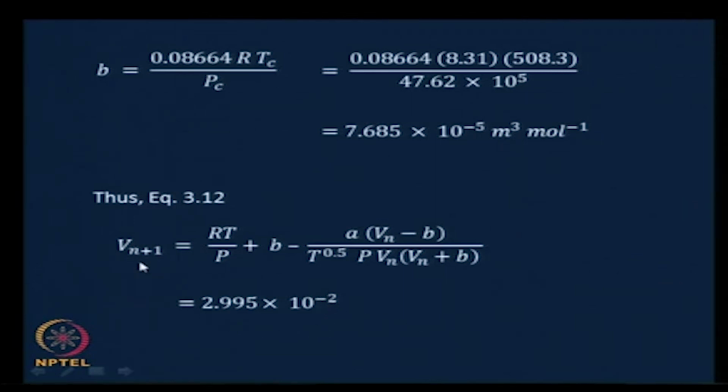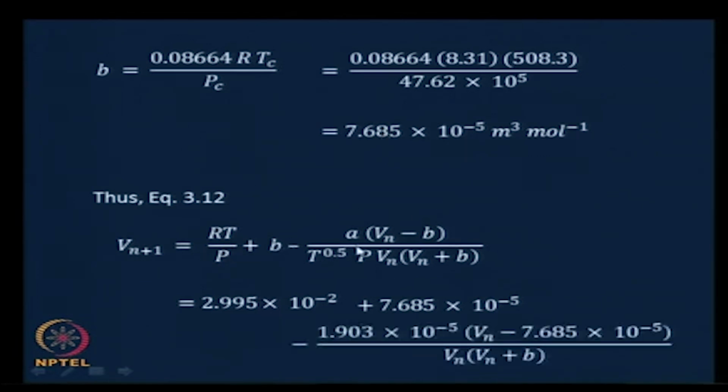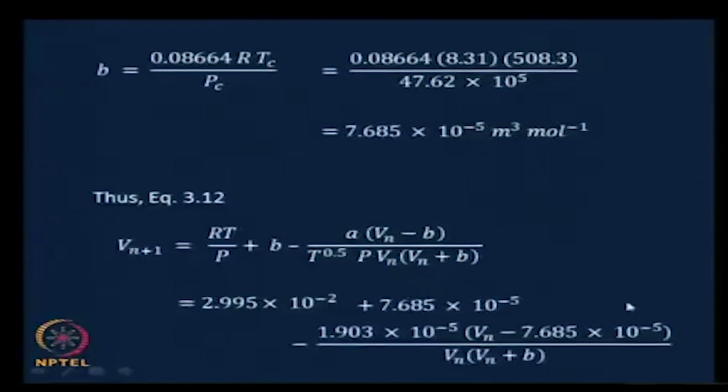We get Vn plus 1 equals 2.995 into 10 power minus 2 (this is RT by P) plus 7.685 into 10 power minus 5, which is the value of B, minus A into Vn minus B divided by T power 0.5 P into Vn plus B. Now, this Vn is our first guessed value, and we said we could use the ideal gas equation value for the first guess, because this is a vapor phase.